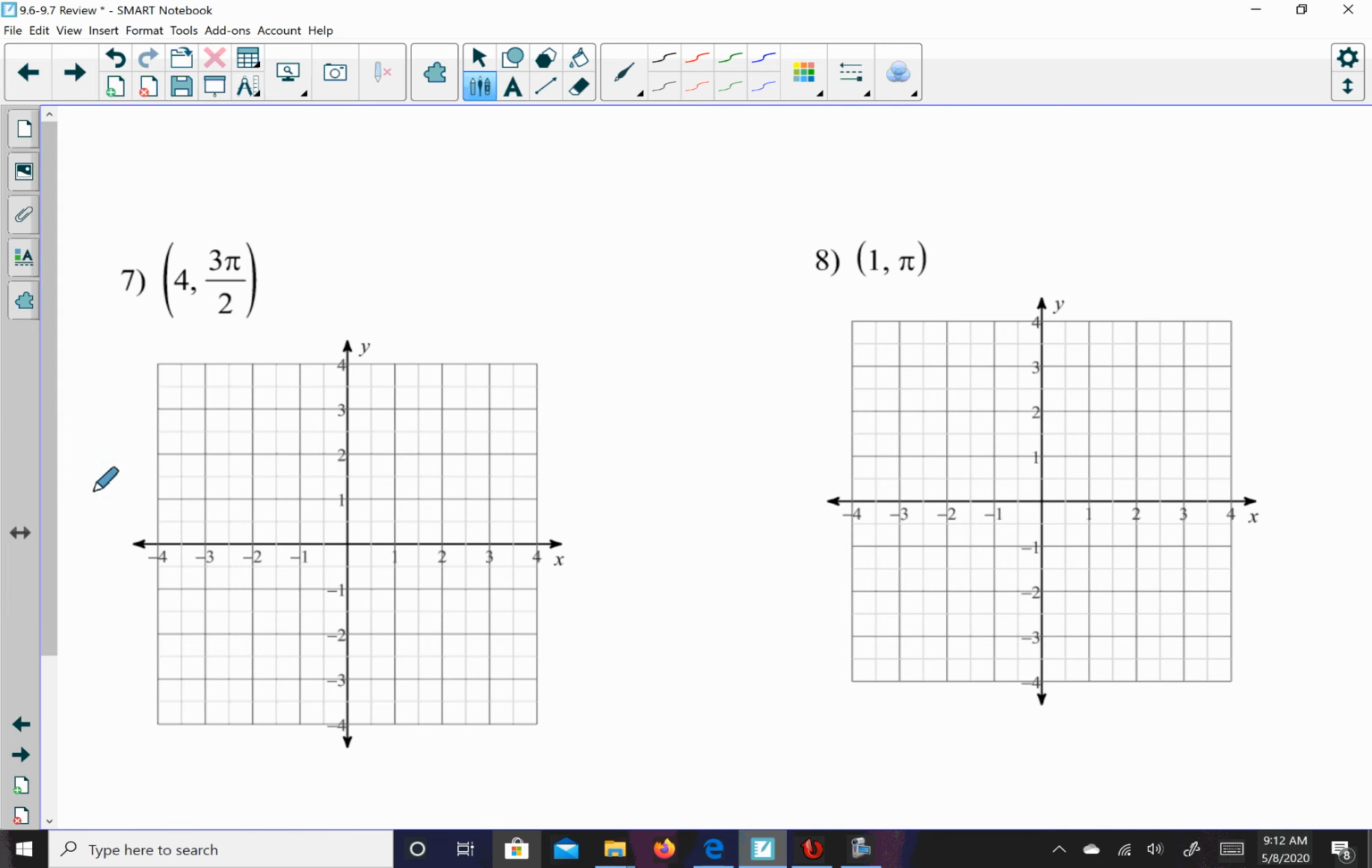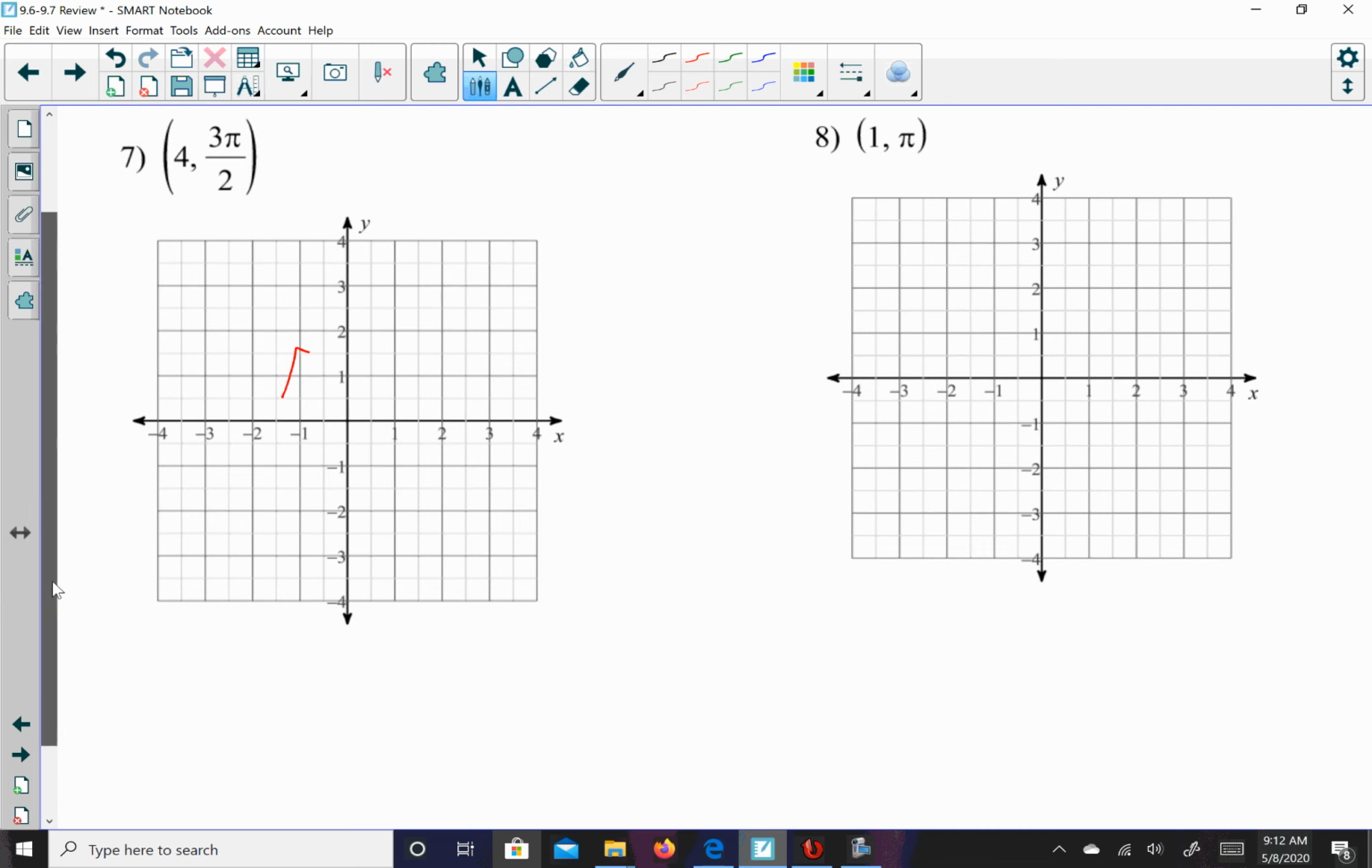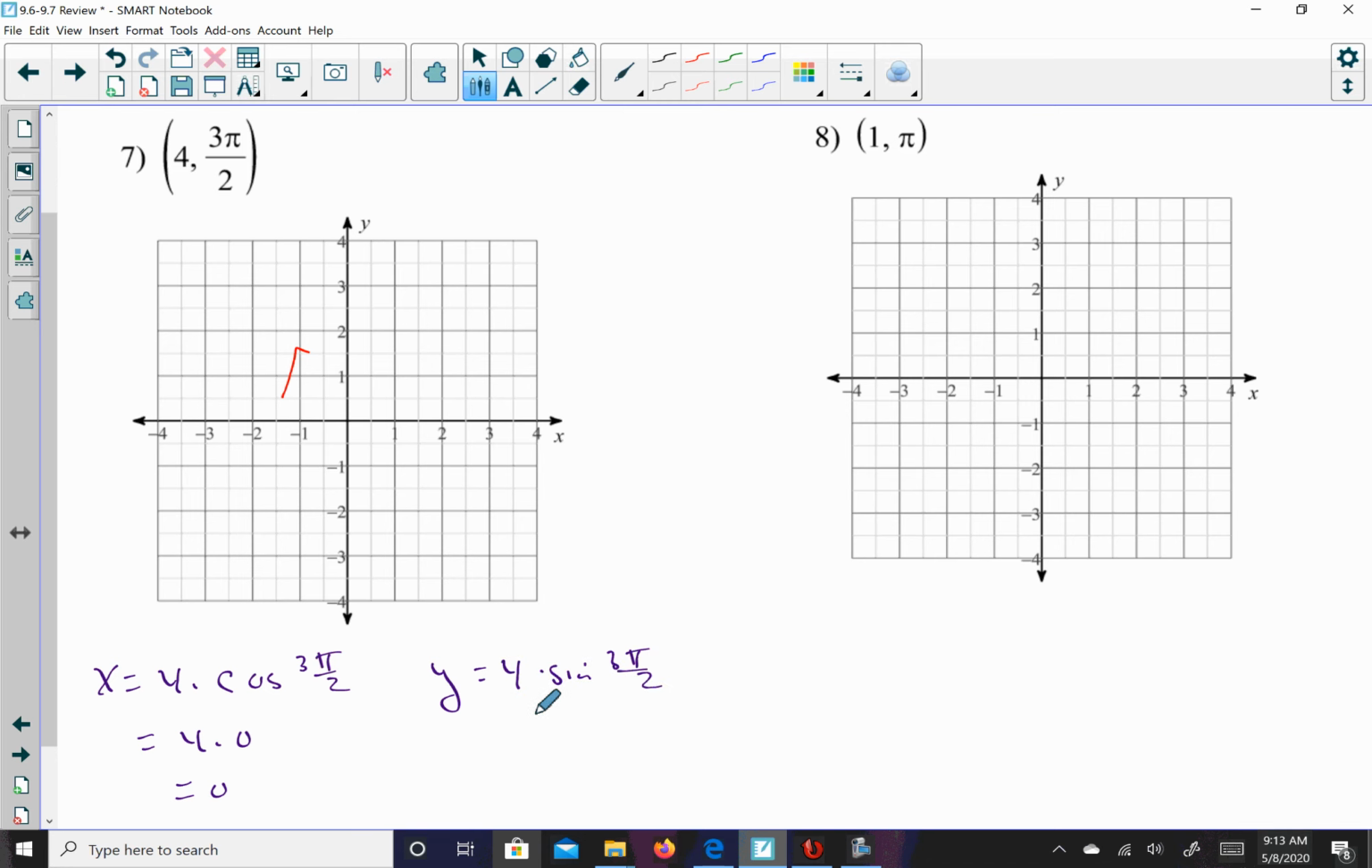Next one, I have 4, and then 3 pi over 2. So x is equal to 4 times the cosine of 3 pi over 2. The cosine of 3 pi over 2 is 0, so my x-coordinate is going to be 0. Y is equal to 4 times the sine of 3 pi over 2. The sine of 3 pi over 2 is negative 1, so my y-coordinate is going to be negative 4. Plotting the point 0, negative 4, it's going to be right there.